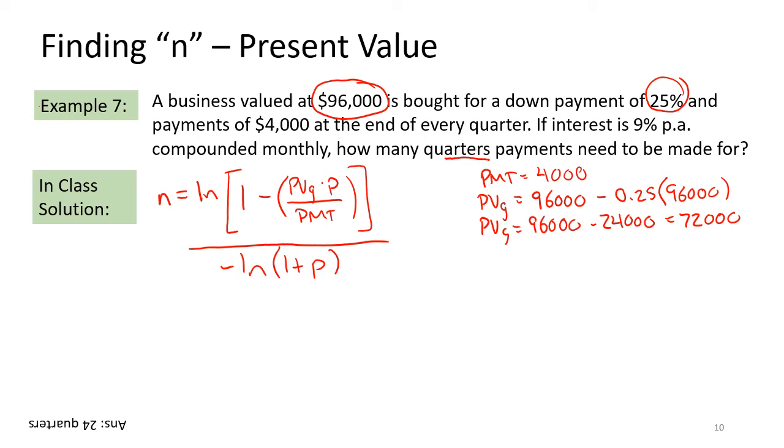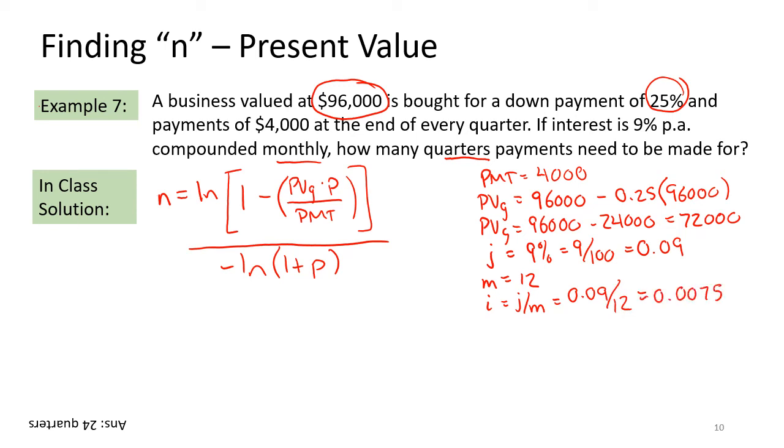All right? Next item to calculate, we know j, the nominal interest rate, is 9%, which is 9 divided by 100, removing the percentage sign, or 0.09. Our number of interest compounding periods, it's compounded monthly, so that means m is 12. So your periodic interest rate, i, is equal to j divided by m, or 0.09 divided by 12, which is 0.0075.